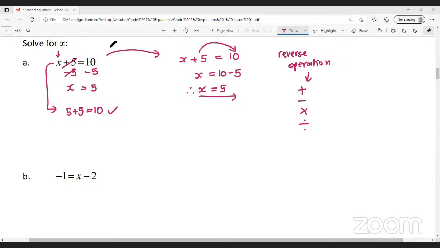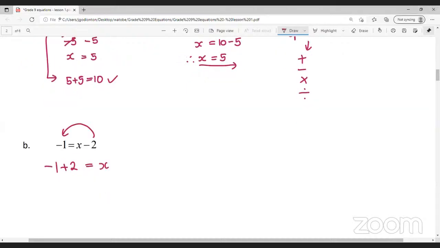Palesa, could I pick on you? Do you think you can talk me through the answer for B? I think I can. Beautiful. Tell me what to do. So I took the -2 to the other side and made it a +2. So we had -1 plus 2, and then -1 plus 2 is -1.